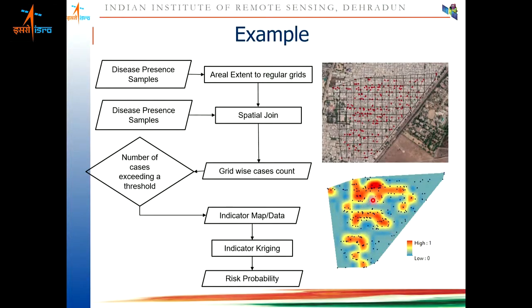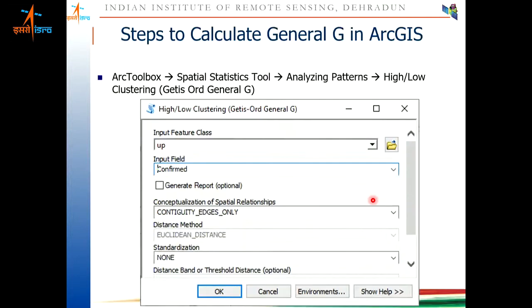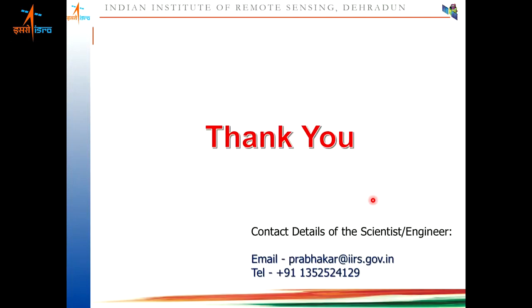This way you can find out the probability of having a disease, the probability of having a pollution level more than some particular threshold and so on. And using Getis-Ord you can find out potential hotspots.